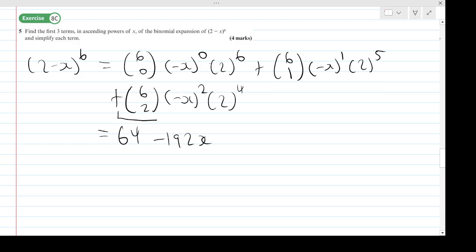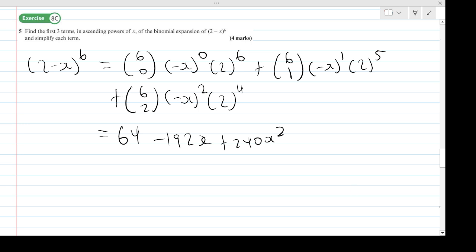And then this term, well, 6 choose 2 is 15, times minus x all squared, well that's minus 1 squared, which is 1, so then 15 times 2 to the 4 is 240, so then plus 240x squared, and there we are. Cool.